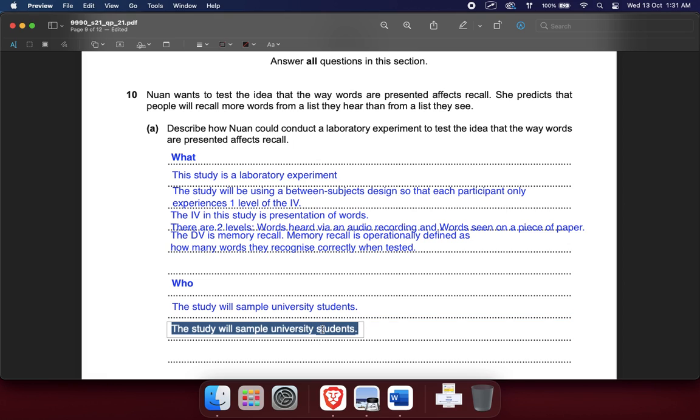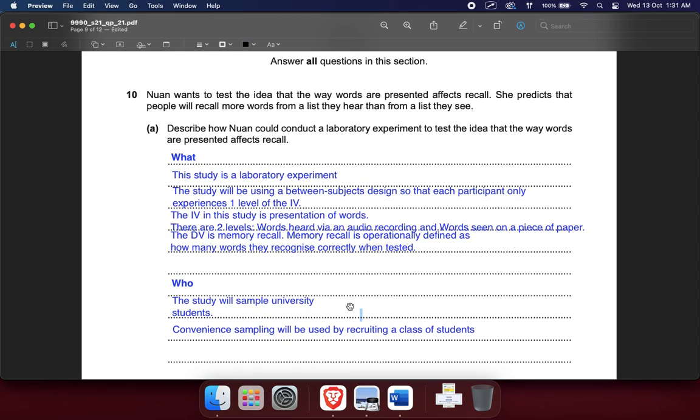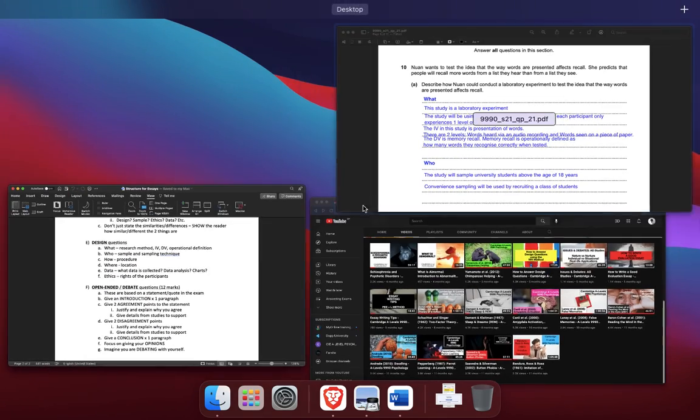What sampling can we use? Convenience sampling will be used by recruiting a class of students. Okay, that's who the sample will be, how it's being done, sample and sampling technique. You can always add something like above the age of 18 years. Right, just to be specific if you want to. Okay, that's the who. Now we go to the how, procedure.